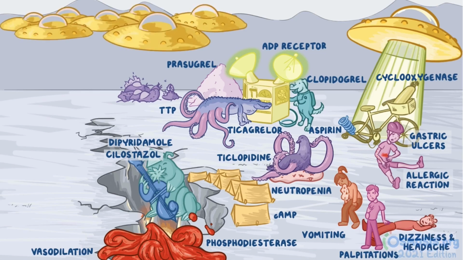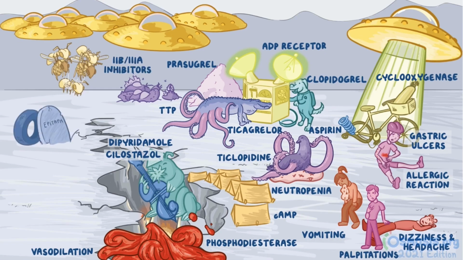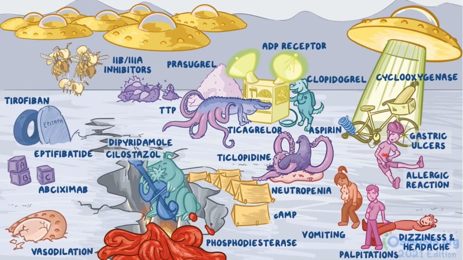Next, let's look at a group of UFOs releasing a swarm of mutant bugs consisting of 2 bees and 3 ants, which represent the 2B3A inhibitors. These bugs wiped out humanity, and the medications here include eptifibatide, which is a tombstone with the word epitaph written on it, an old tire for tirofiban, and 3 old alphabet blocks with A, B, and C on them for abciximab. For the side effects, there is a crash saucer representing low platelets, or thrombocytopenia.